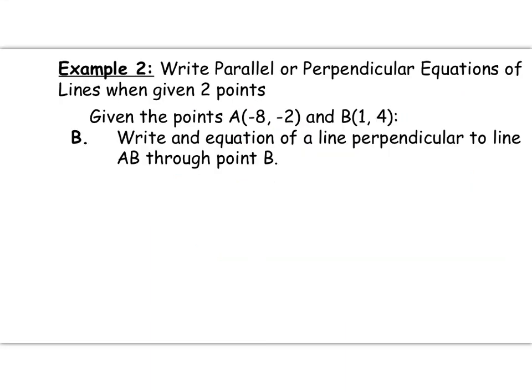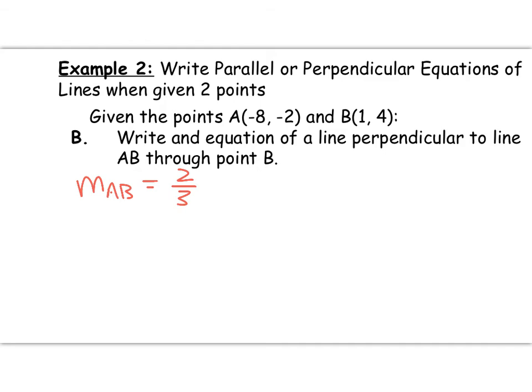Now we're going to write the equation of a line perpendicular to line AB through point B. So we've already calculated the slope. The slope of line AB is 2/3. We don't have to go through that calculation again.